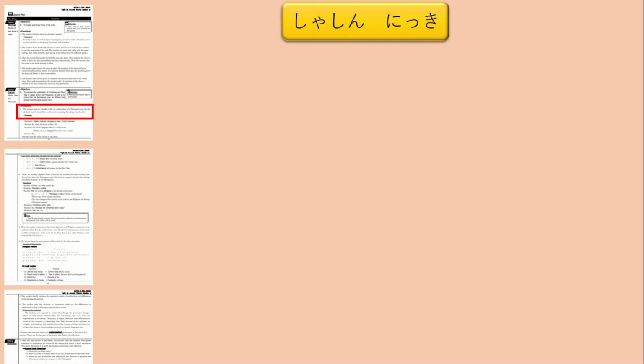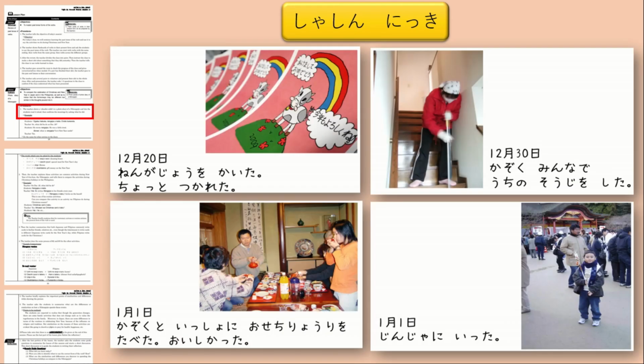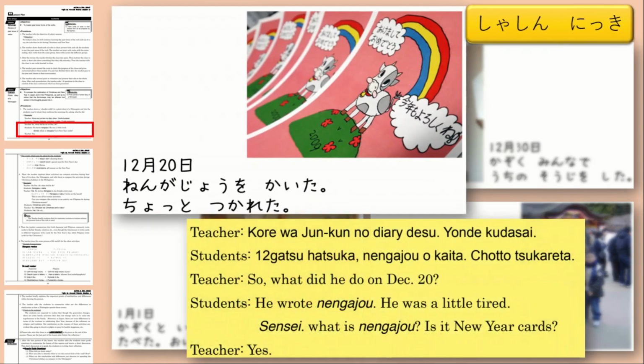On this part of the session, the teacher shows a shashiniki, or a photo diary of a Nihonjin, and lets the students read it aloud and confirm by asking what he did. Like this one. You're going to have the same pattern for the other entries in the diary.